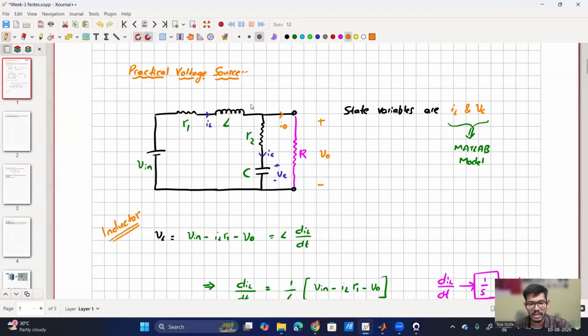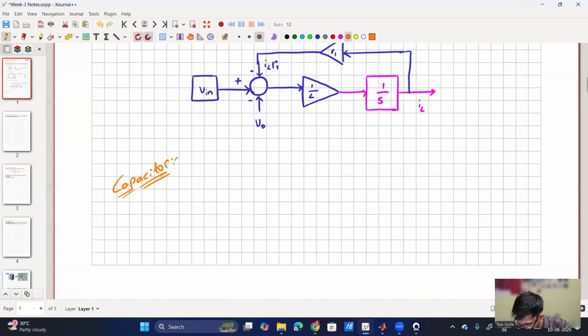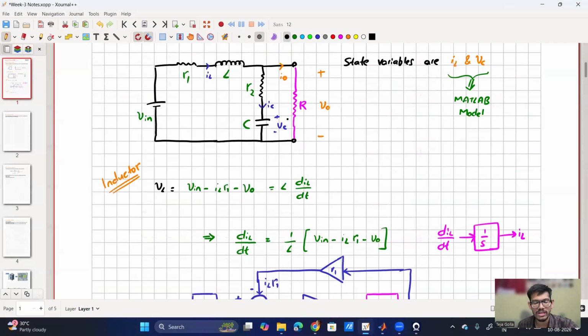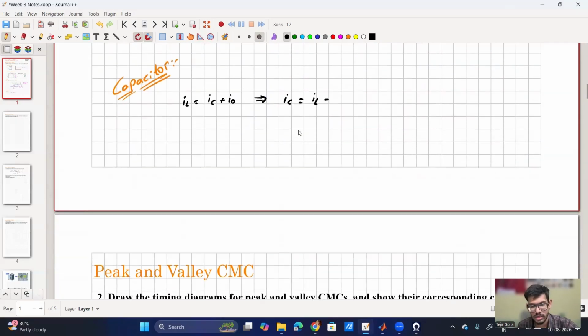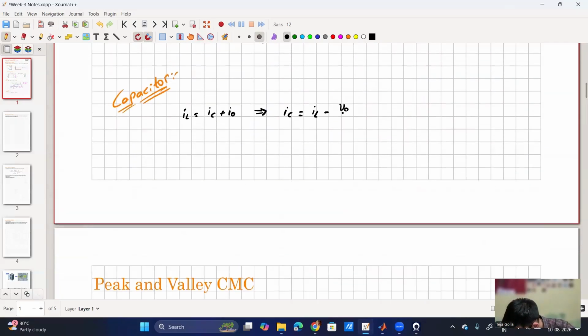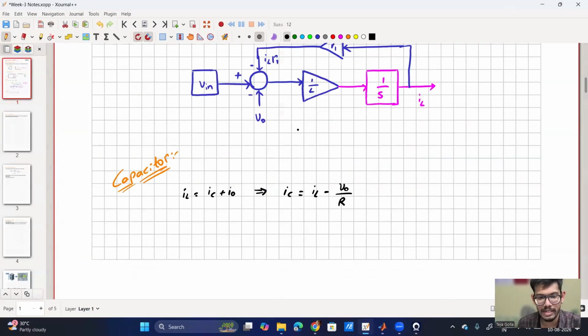From the KCL, I can write IL is equal to IC plus I0. From this, I will separate IC. IC is nothing but IL minus I0. And what is I0? V0 by R. So IC equals IL minus V0 by R. So this is one expression that I will be getting.